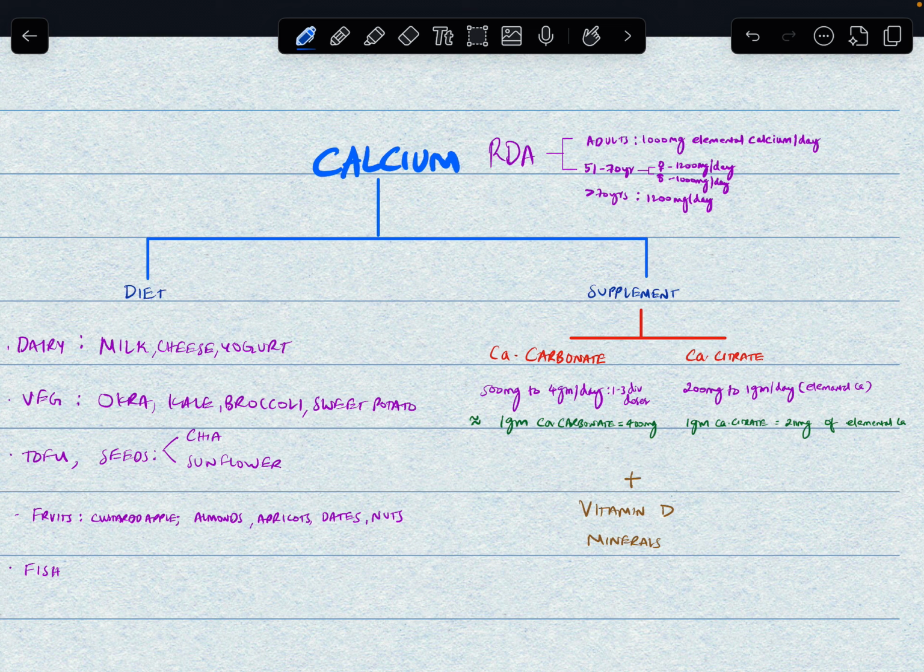So these salts are given in multiple supplements. On average, 500 mg to 4 grams per day is the dosage that is usually given, and it is divided into 1 to 3 doses. Mostly the usual protocol would be 500 mg twice a day.